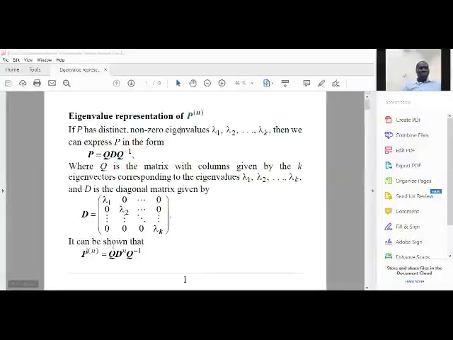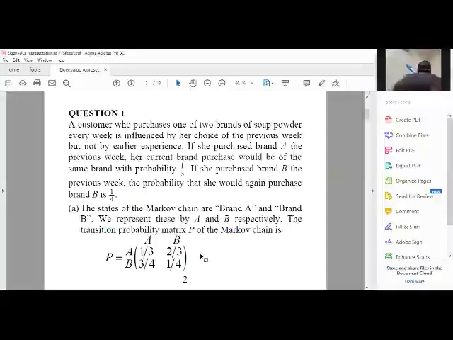You can also show that the n-step transition probability matrix can be written in the form of this equation. So let me use example one, question one here to illustrate how you can express a transition probability matrix in the form of the n-step transition probability matrix. So let's look at question one. Can you see question one? Just wave to me.